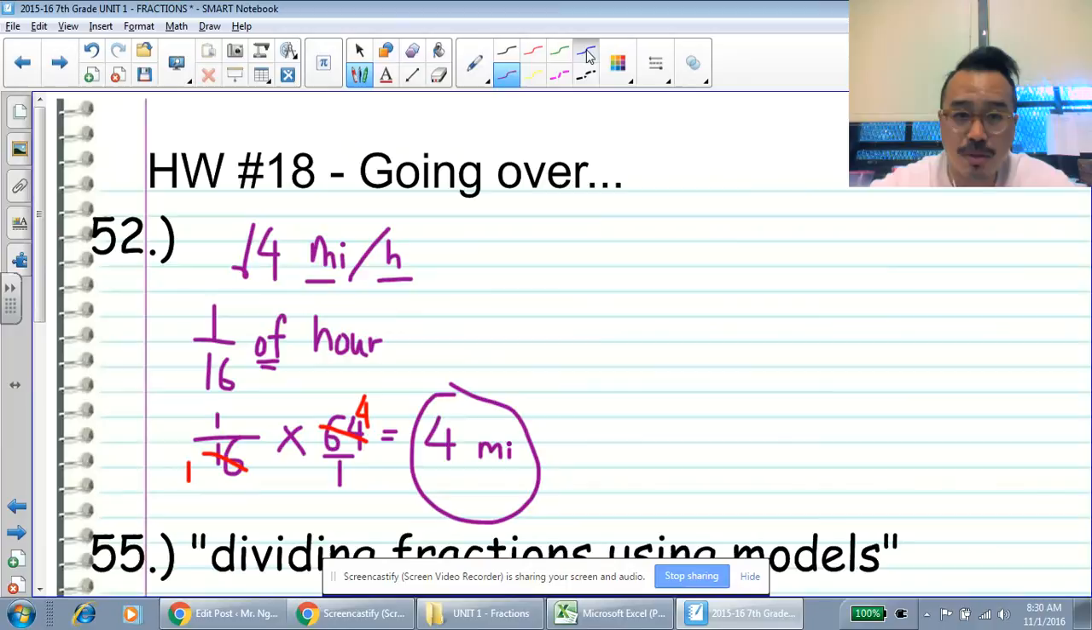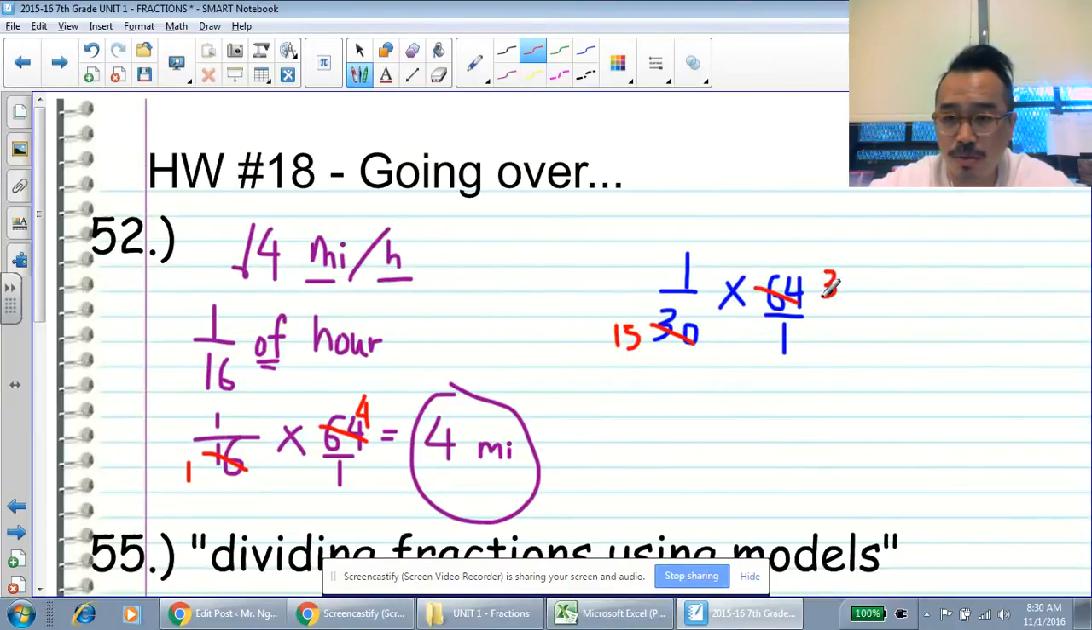Part B, let me use a different color marker. 1/30th of an hour. So 1/30th, same thing, of an hour. Now this one, you're going to get a fraction, but let me try to reduce regardless. So 2 goes into 30 15 times, into 64 32 times, and that's that. So it's going to be 32 over 15.